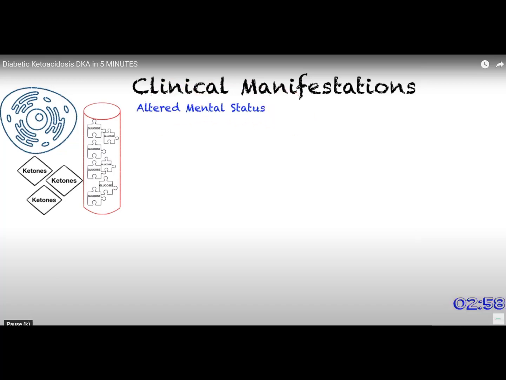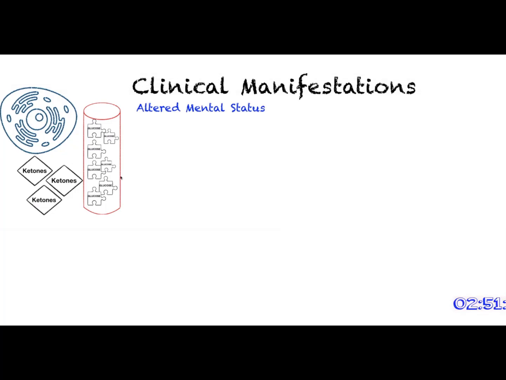First is the altered mental status. Because the glucose is not able to get into our cells, our brain cells are deprived of glucose and energy, which causes altered mental status. Some patients become lethargic and drowsy. Now, another thing is weakness. Our muscle cells are also glucose deprived, which causes weakness. Now, another symptom is polyphagia or hunger. Because our cells are glucose deprived, our cells will send signals that we are hungry.